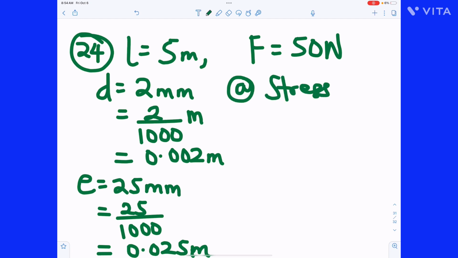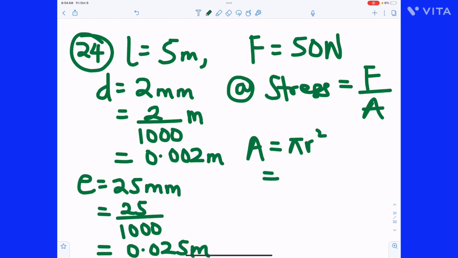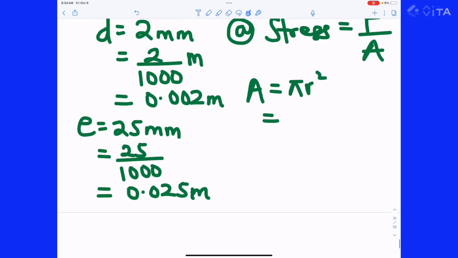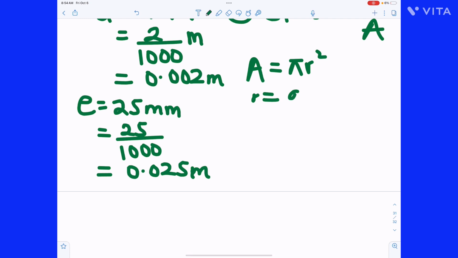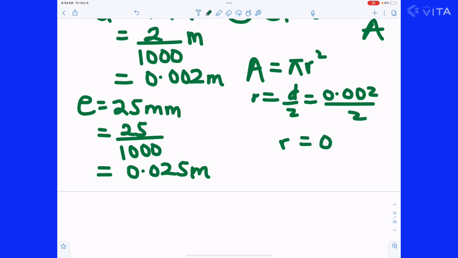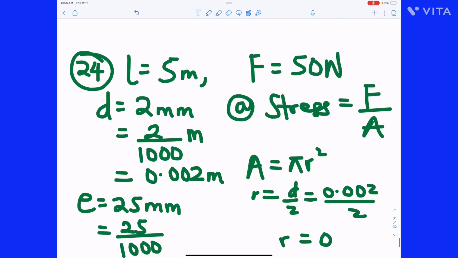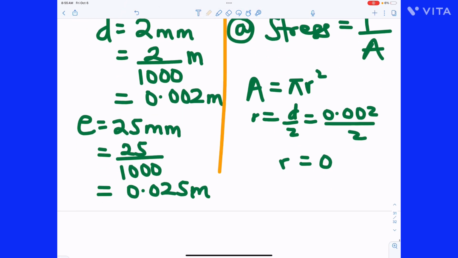Tensile stress, or stress, is force acting on the wire divided by its cross-sectional area. So let's go ahead and get the area first. The cross-sectional area of the wire is pi r squared. So how do we get radius? Radius r will be equal to D over 2. That's 0.002 over 2. So the radius is 0. Let me try and split this into 2 so you don't get confused.